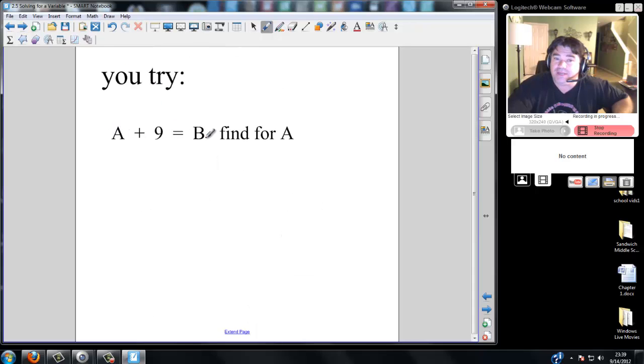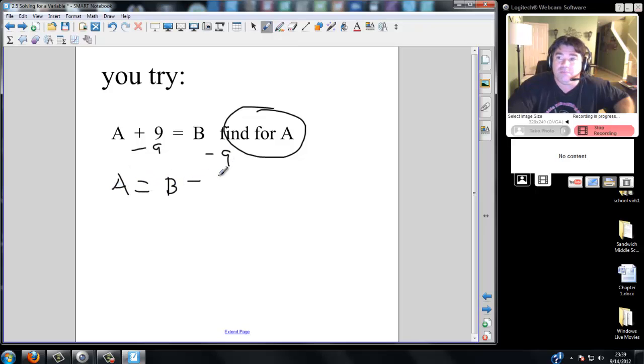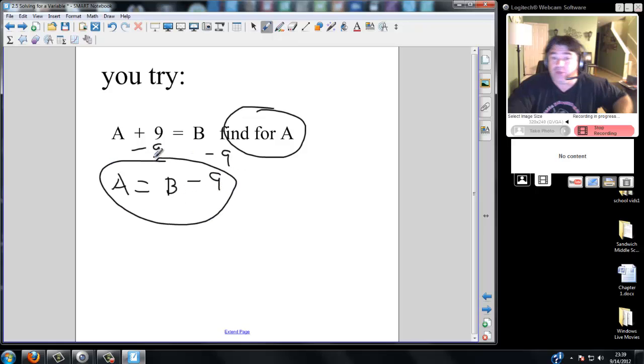A plus 9 equals b. Find for a. Go ahead and pause in this time. Hopefully you have it done. Let's see what you got. To find for a, to get a by itself, instead of plus 9, we're going to minus 9. Well, minus 9 on one side, I'm going to minus 9 on the other. So a, which is now by itself, equals b minus 9. And that's really your answer. Now, I don't know what the value of a is unless you give me the value of b. If you tell me what b is, then I can tell you what a is, but not beforehand.